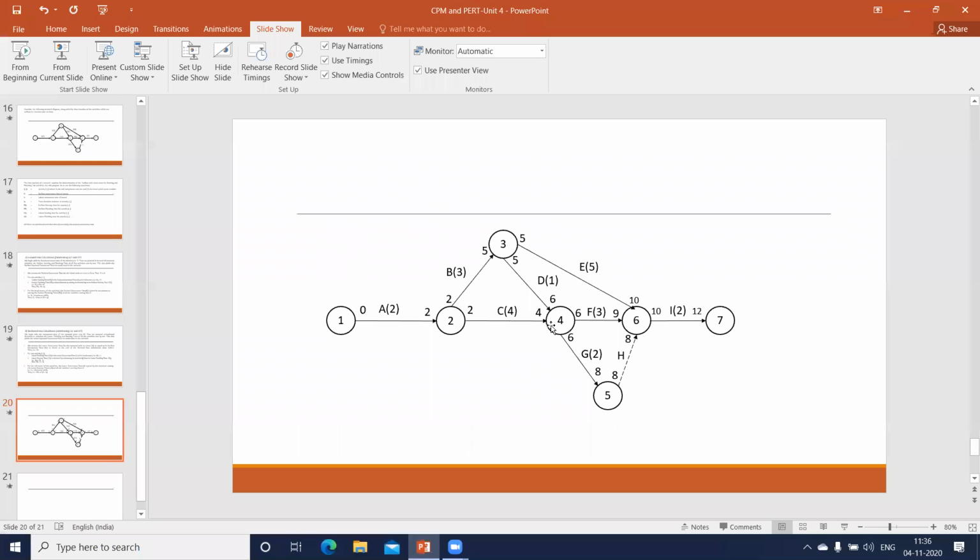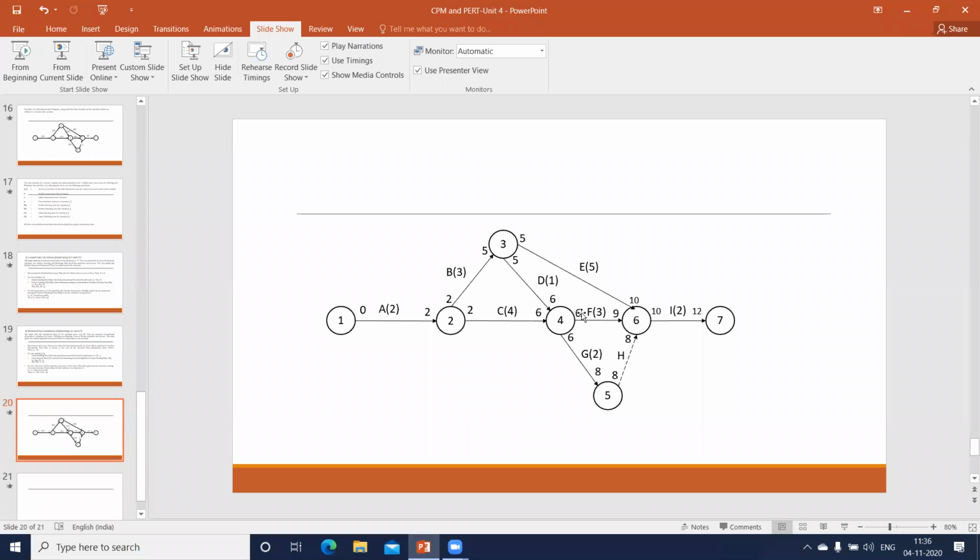Let me do this again. 2 plus 4 will give me 6, so this is 6 here. Now 2 plus 3 gave me 5, and that's the reason I got 5 and 5 here. 2 plus 4 gave me 6. This is also 6, so there's a tie. I need not find the maximum, as it is the same. These 2 events, F and G, are also starting at 6.